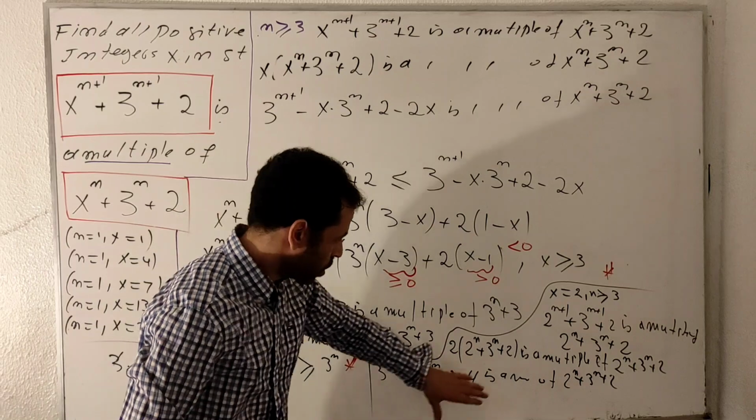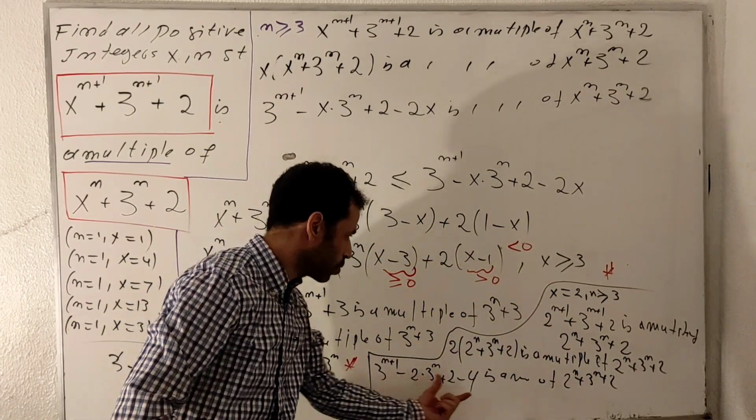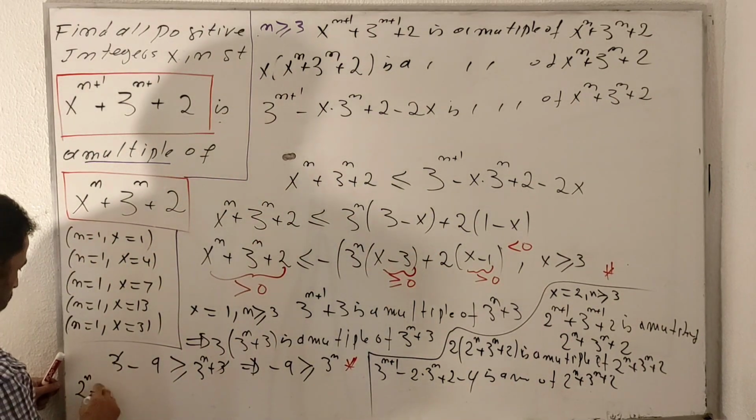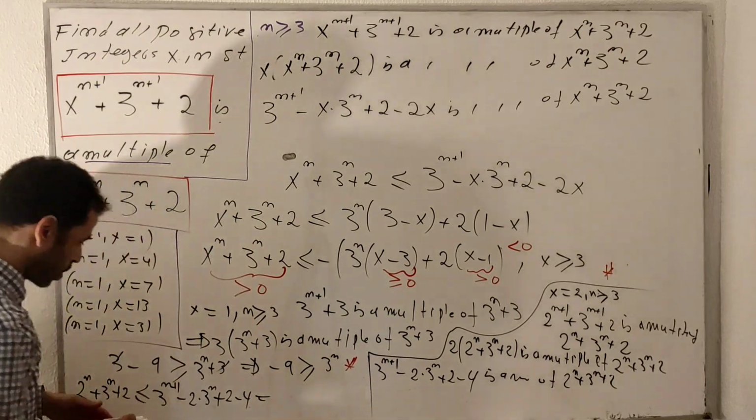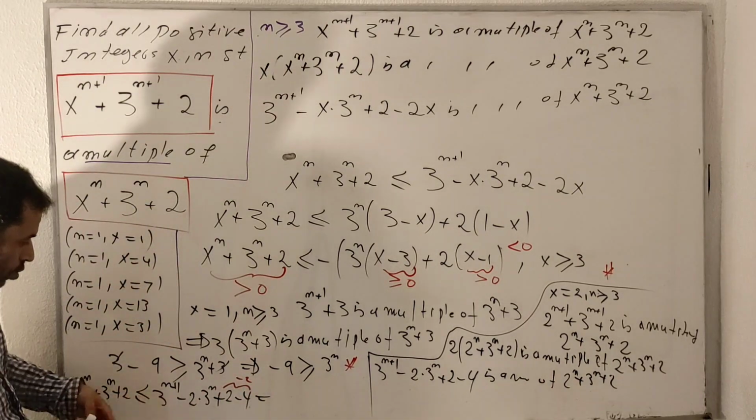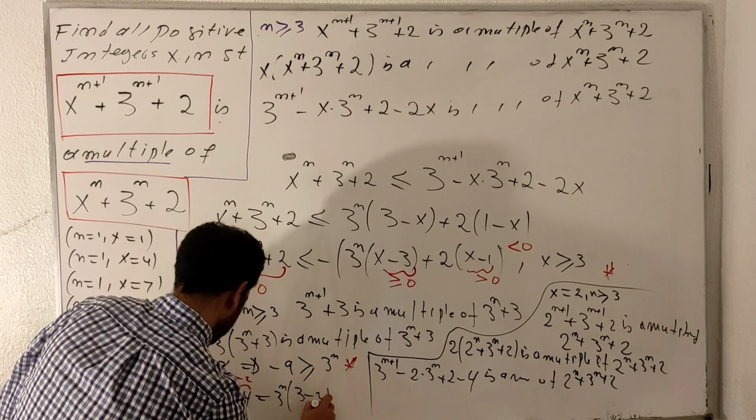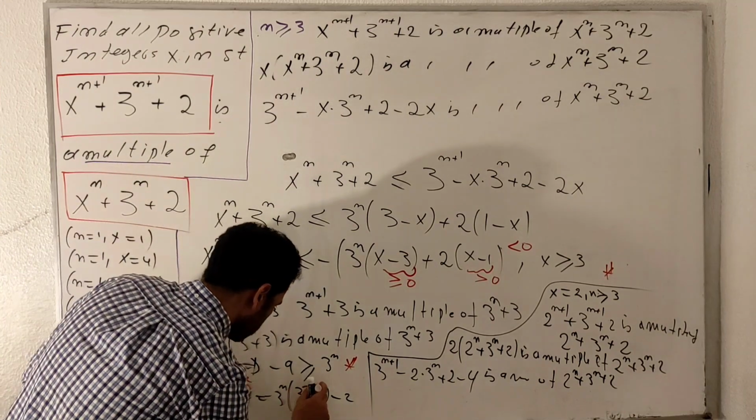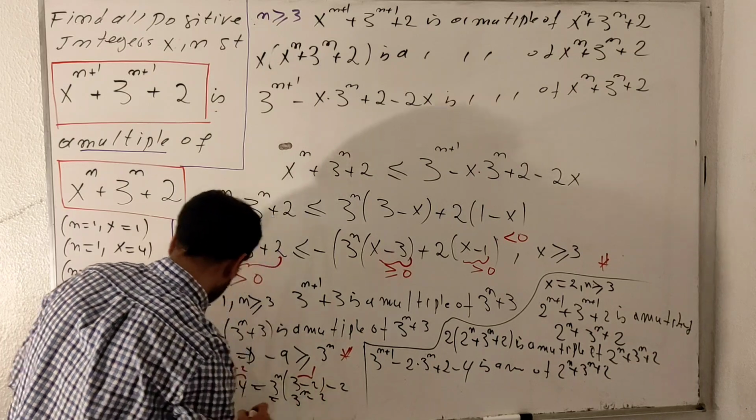Okay, it means this term must be inferior or equal to this term, because this one is a multiple of this one, which means I will have 2 to the n plus 3 to the n plus number 2 is inferior or equal to this term. I'm going to simplify this one. This one becomes minus 2 here. 3 to the n as a common factor. We'll have 3 to the n factor number 3 minus 2 minus number 2 here. So this one becomes number 1 here. This one becomes 3 to the n minus 2 here.